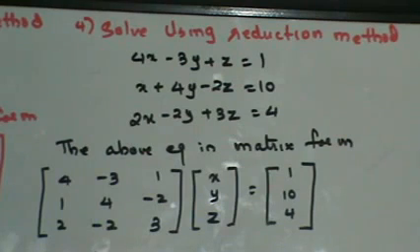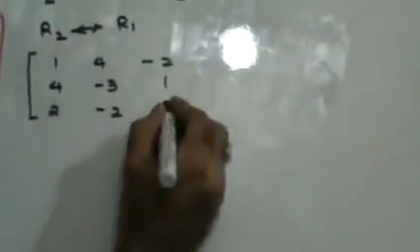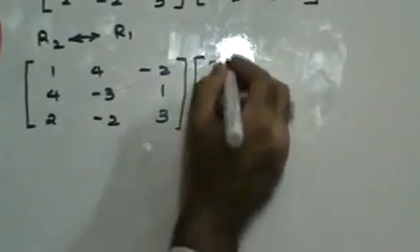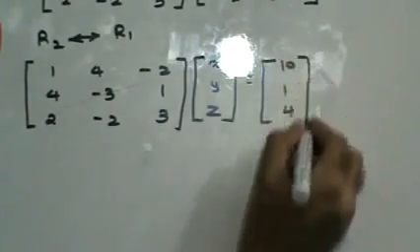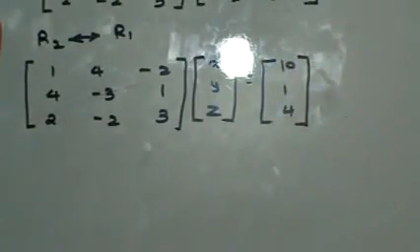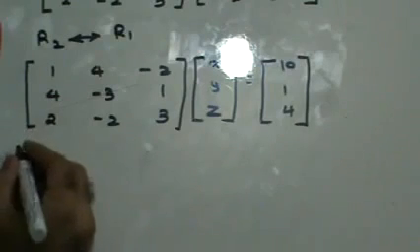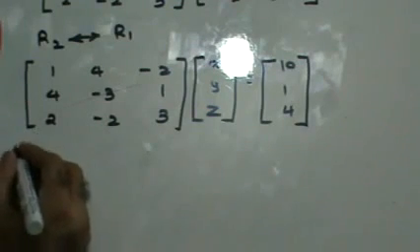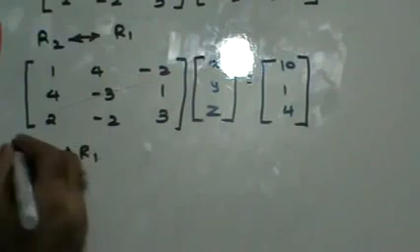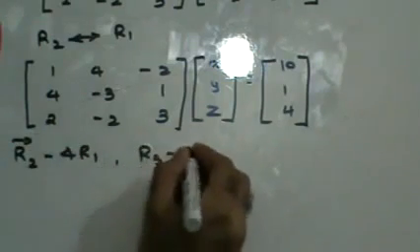So I'll interchange R2 and R1. If I interchange R2 and R1, I'll get 1, 4, minus 2, 4, minus 3, 1, 2, minus 2, 3, times x, y, z, equals 10, 1, 4. Right? So I'm interchanging R2 and R1. Once you've done this, now I need to make the numbers in the second and the third position as 0. Right? So this will be R2 minus 4R1 and R3 minus 2R1.